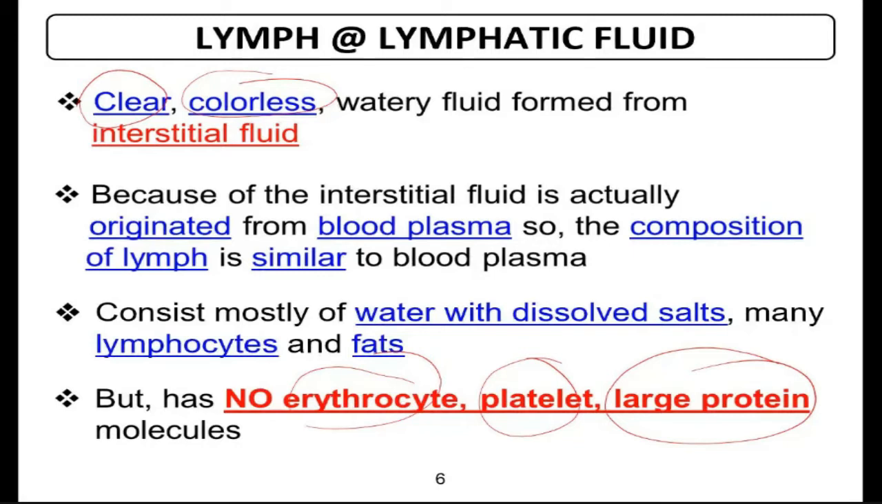So the content of the lymph is mostly dissolved salts. There are lymphocytes also. Lymphocyte ni adalah components of white blood cells. Lymphocytes are white blood cells. And also fats, sebab fungsi lymphatic system kita salah satu adalah melibatkan pengangkutan lemak.